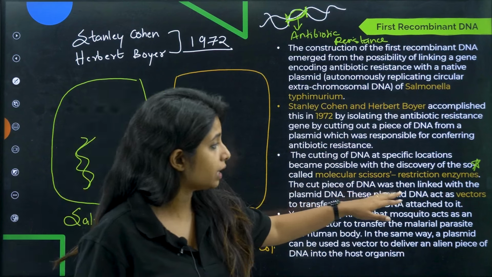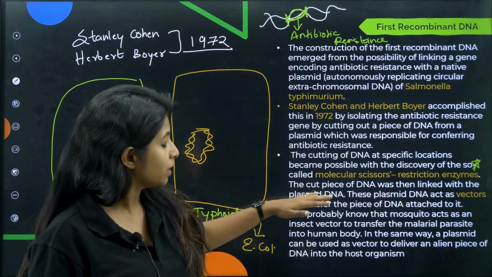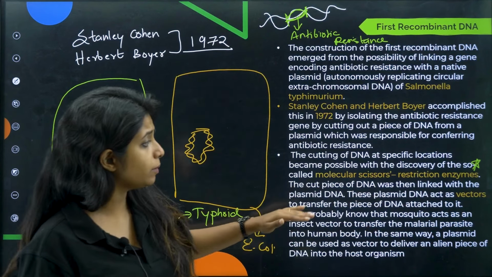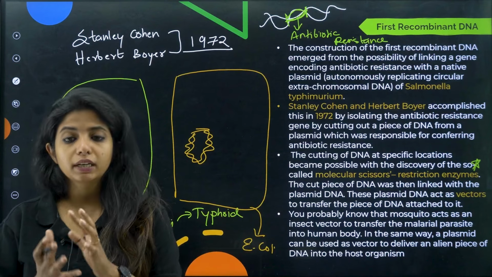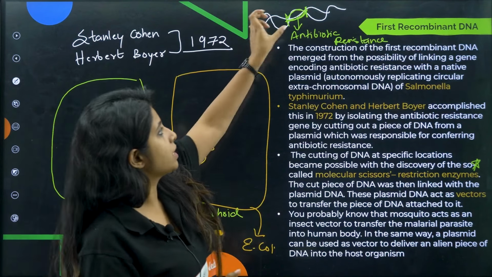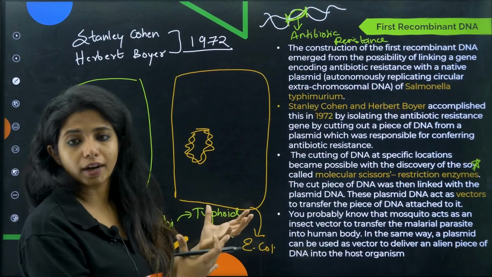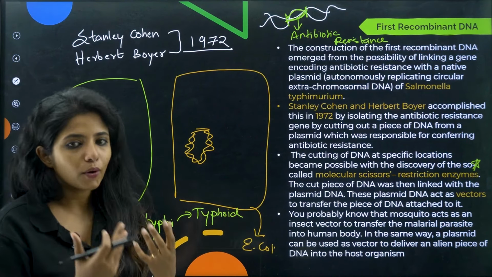Now the cut piece of DNA was then linked with the plasmid DNA. This plasmid DNA acts as a vector to transfer the piece of DNA attached to it. You probably know that a mosquito acts as a vector. Okay, so basically, now this plasmid is going to act like a vector. So I took this antibiotic resistance gene and I'm going to put it in a plasmid, and this plasmid I'm going to put in some other organism. Got it? I'm going to put this plasmid in some other organism.